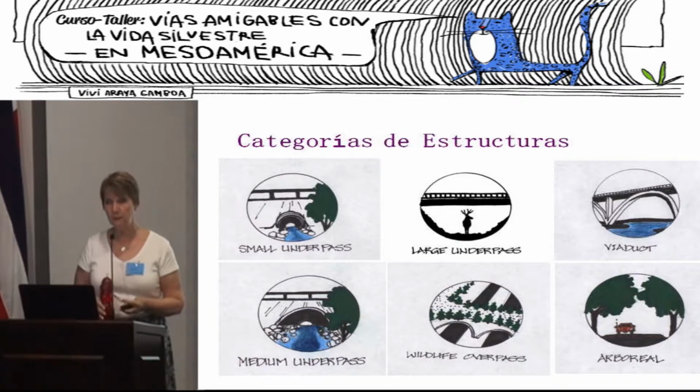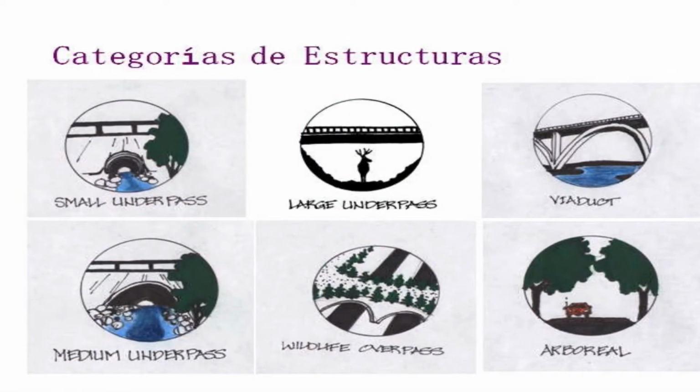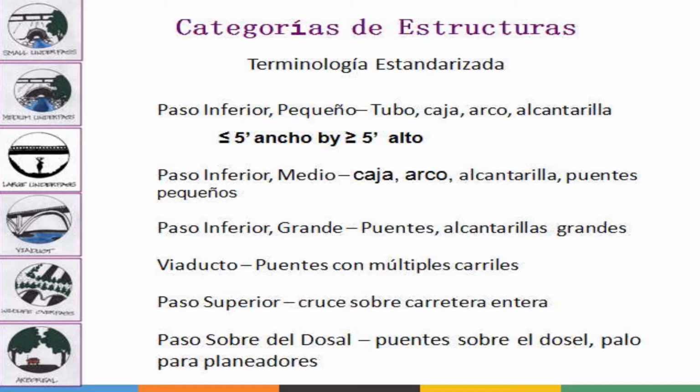So for this concept, we've looked at about 6 different structure types, and these are very general types, and there's lots of different sizes. But in general, we have small underpass, medium underpass, large underpass, viaduct, which is a very large one, wildlife overpass, and then arboreal bridges.